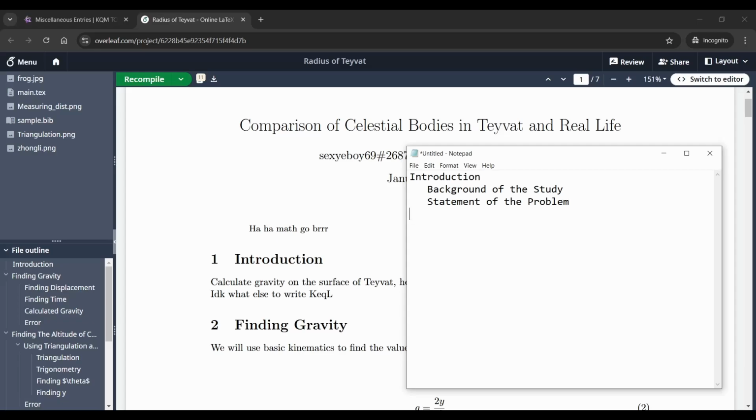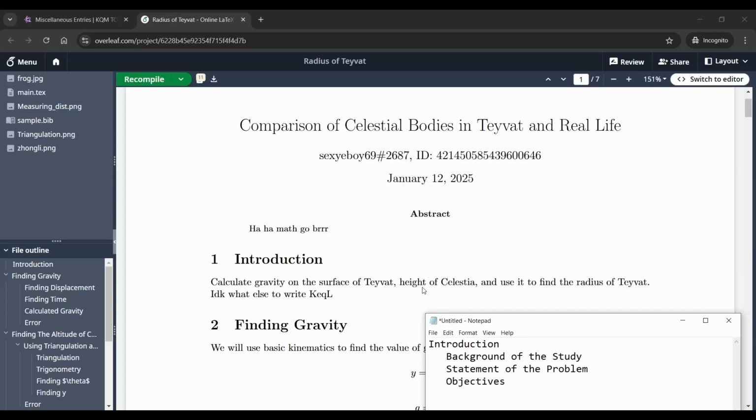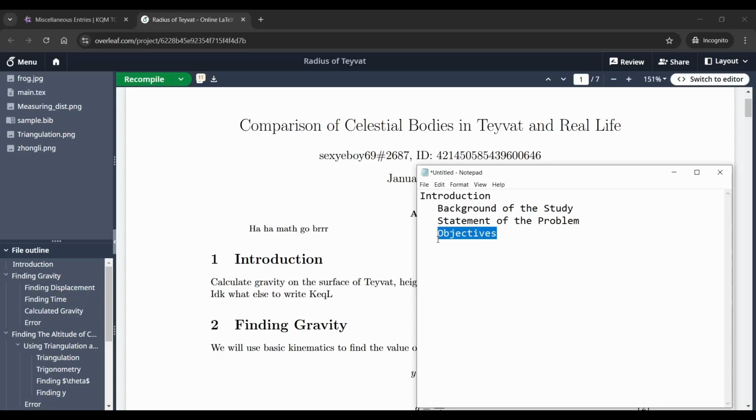What is it that this paper wants to take a look at, and what kind of issues does it want to solve? And of course, after that, you have objectives. This is what they put in their introduction. They have three objectives: to calculate the gravity, the height of Celestia, and the radius of Teyvat. But we don't really get any context behind those objectives. Usually after that, we have the significance of the study.